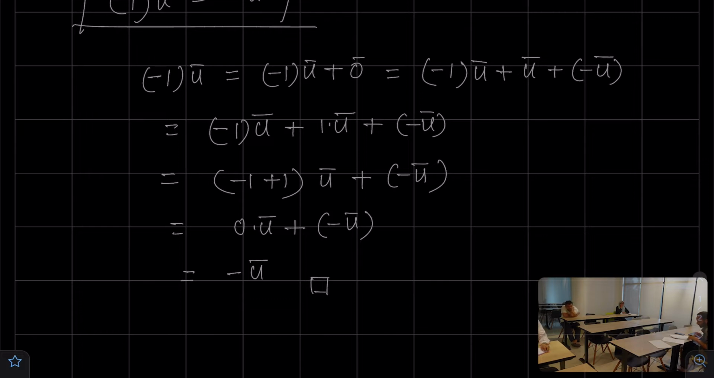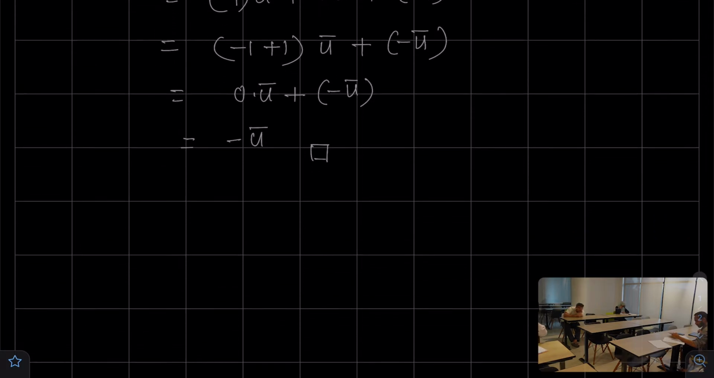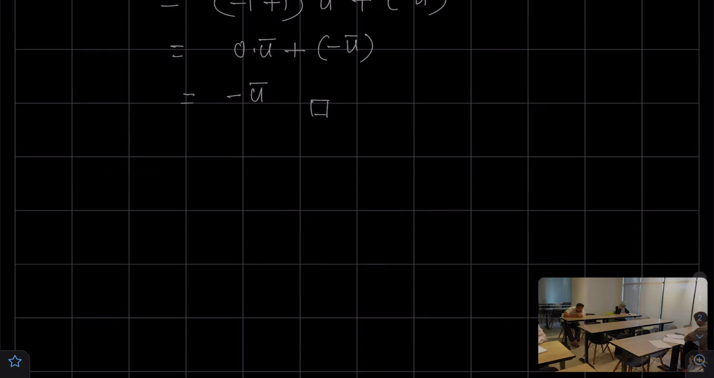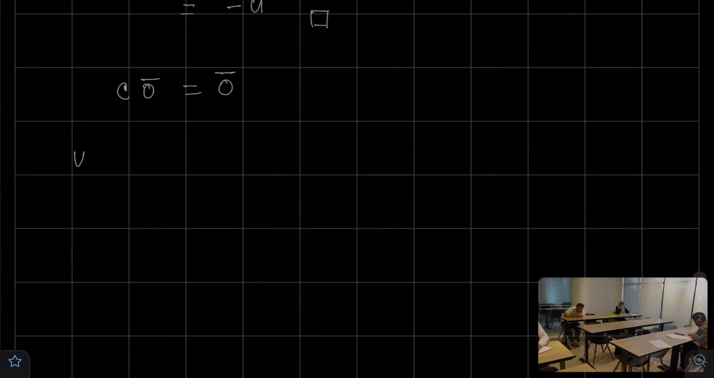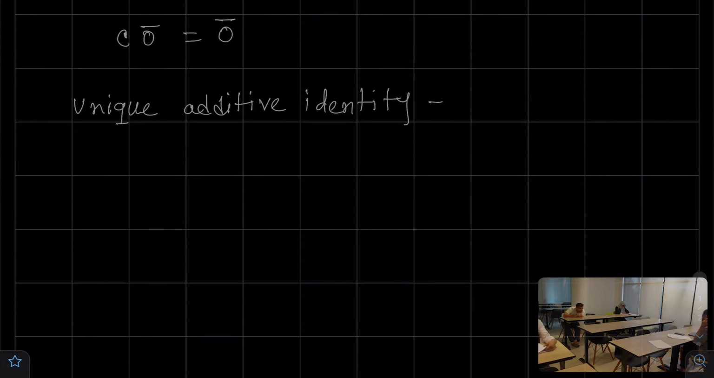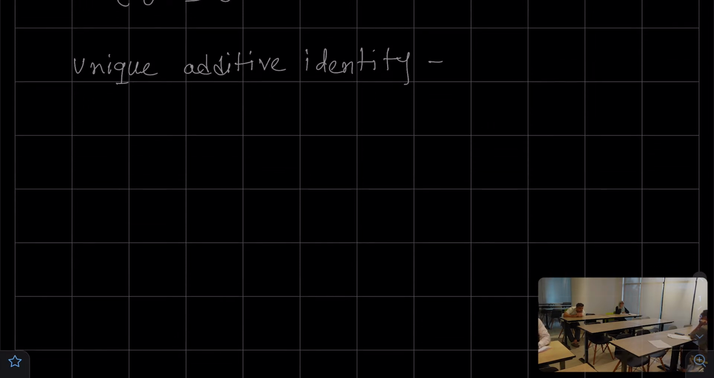There are some other proofs, like, I think I also told you to prove this one: c times the 0 vector is equal to the 0 vector. And there are some other proofs, like the unique additive identity. That means there is only one 0 here. And how can we prove that?